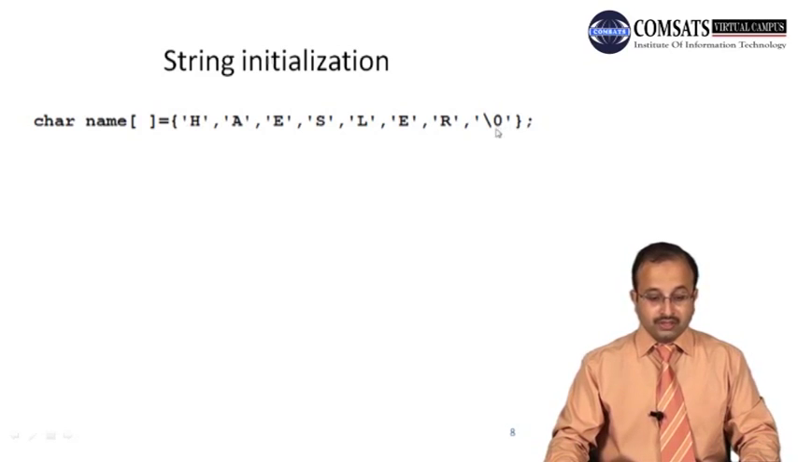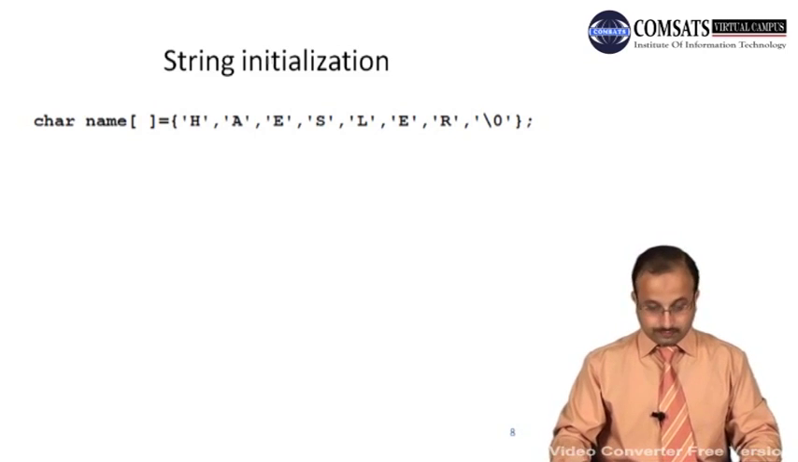This is the character by character initialization of this string name. So what is the size over here? That would be 1, 2, 3, 4, 5, 6, 7 and 8. So 8 bytes of memory will be allocated for the string name, right? And the indexes start from 0 up to 7.